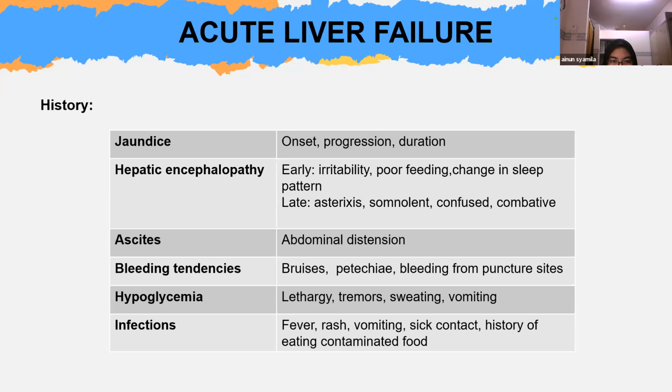And also don't forget to ask to rule out infection, which is one of the causes of acute liver failure. We can ask about fever, any rash, any vomiting, any history of sick contact, and history of eating contaminated food.